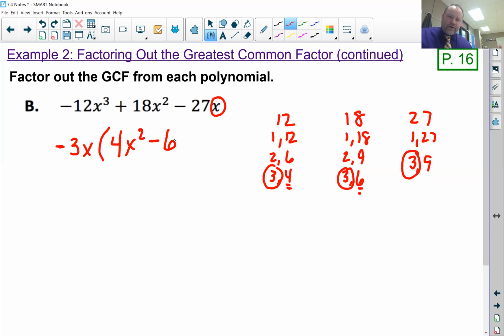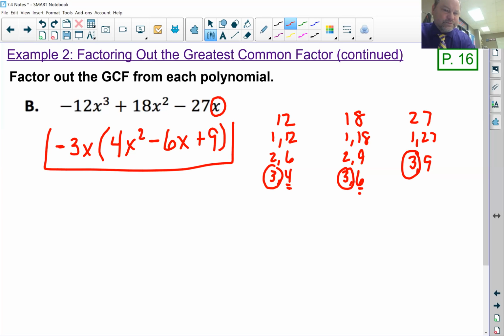So basically factoring out is like division. I had x squared. I factored out one of the x's. It leaves me with x to the first, or just x. Negative 27 divided by negative 3 is positive 9. I had an x, but I factored it out. So there would be my polynomial with the greatest common factor factored out.